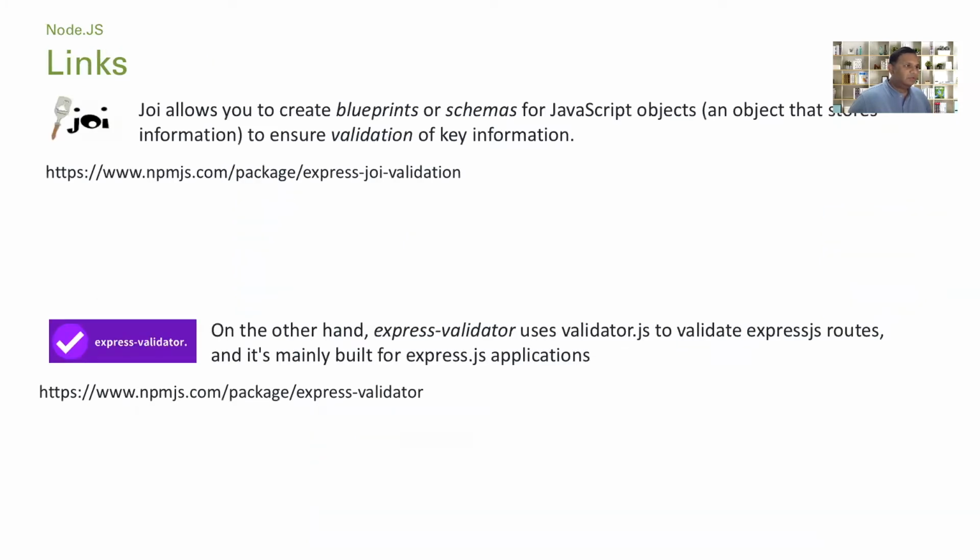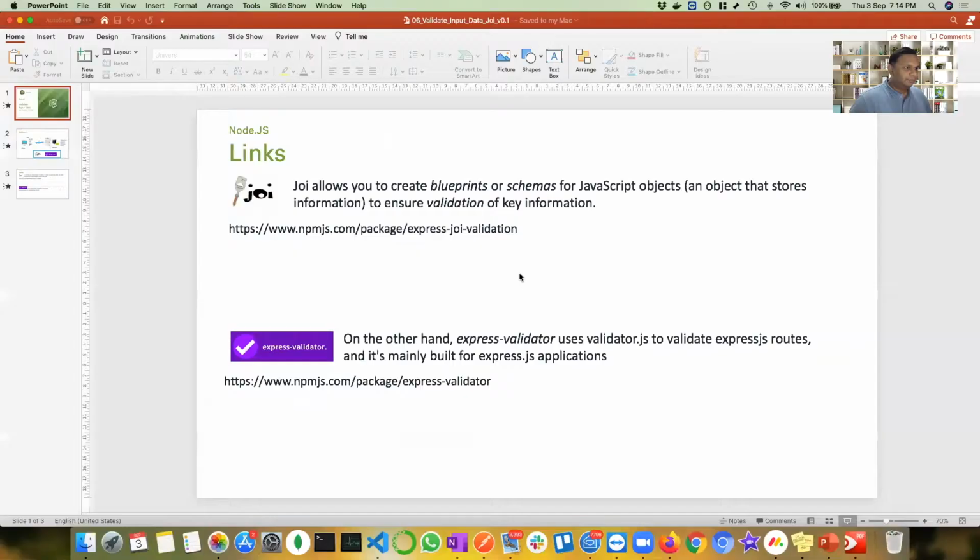Joi is a framework used to validate JSON formats and JSON schemas. Express Validator is a framework built around the validator.js module and is particularly meant for Express routes. We're going to start with Joi. Let's get started with Joi.